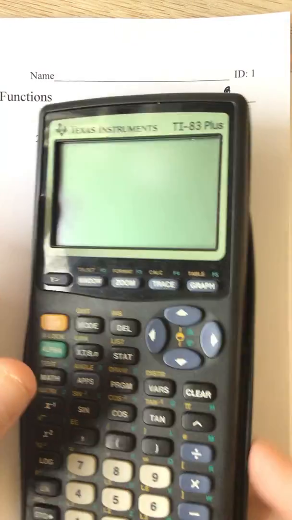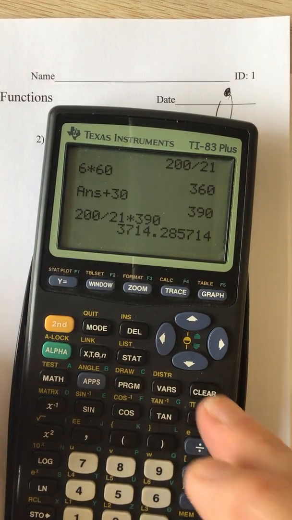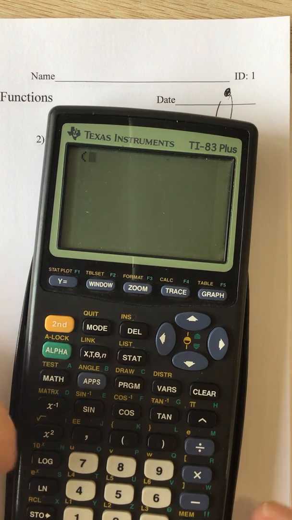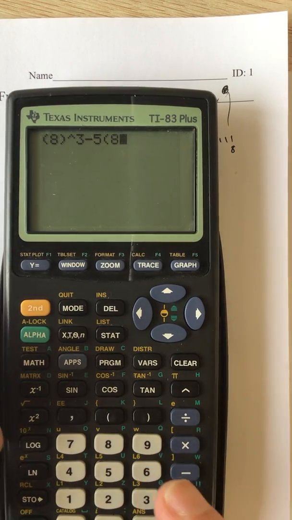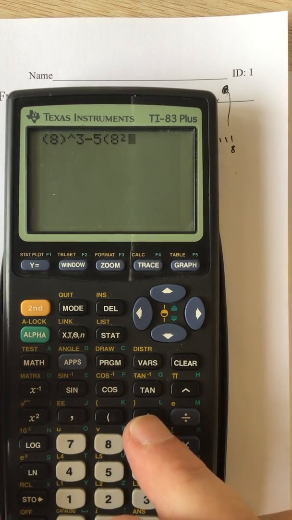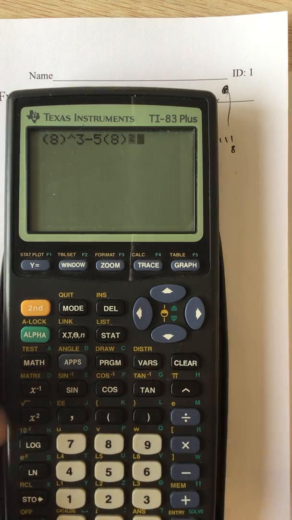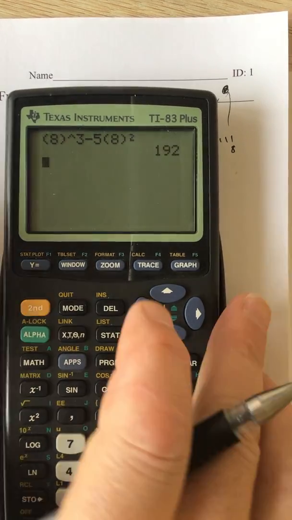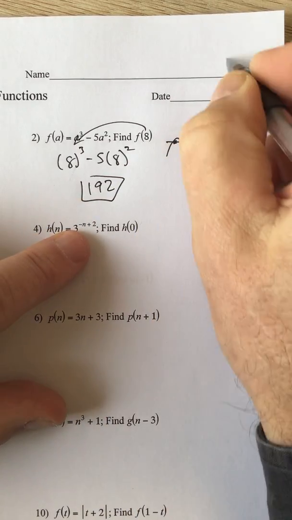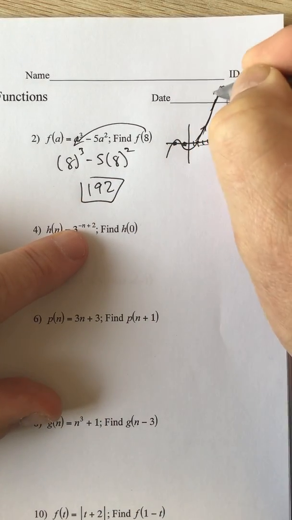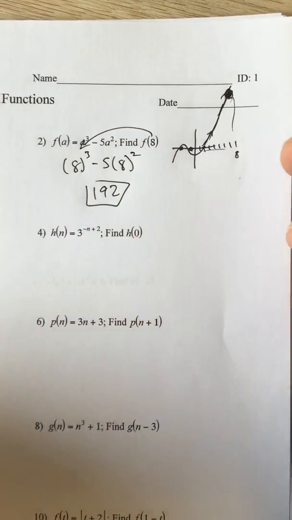You can use your calculator for all of this stuff also. So it's 8 to the third minus 5 times 8 squared. That's 192. So when this is over 8, it's up 192, and that makes sense. It's going up very steeply from there.